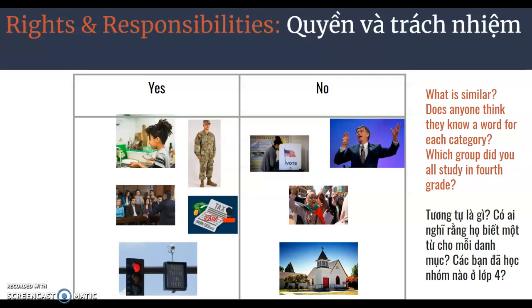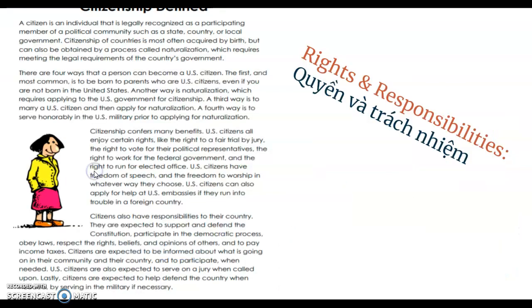Now look at all of the nos. Look at all of those pictures. What's similar about them? What is a word that we can use to categorize all of these pictures? Pause the video and think about what you could name these categories. All right.